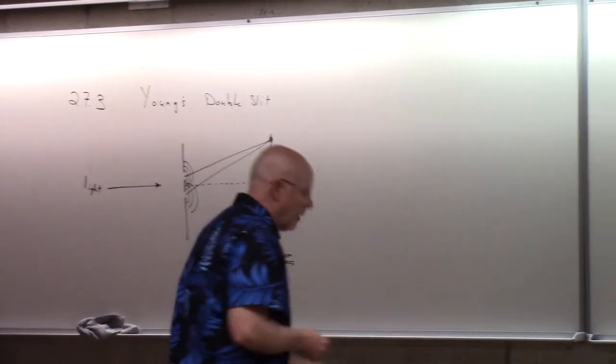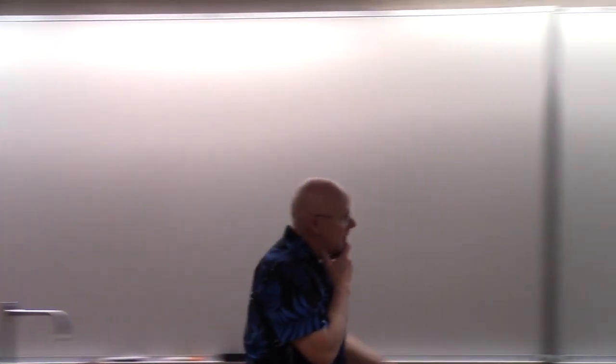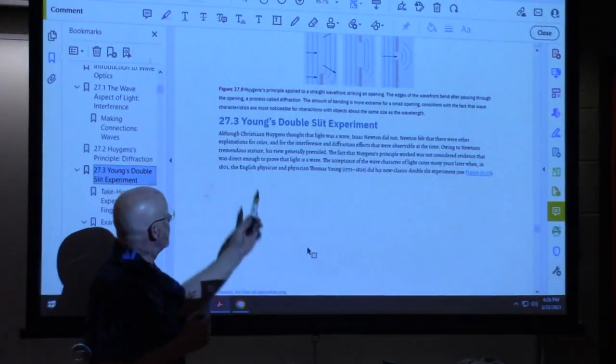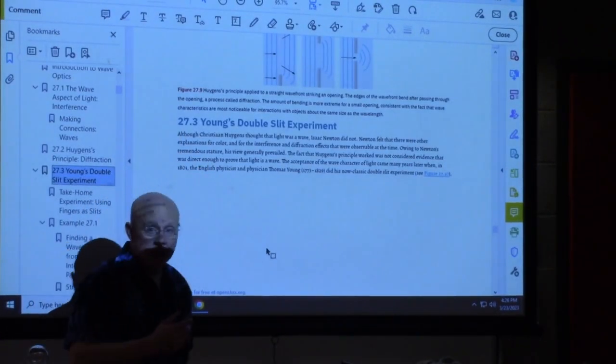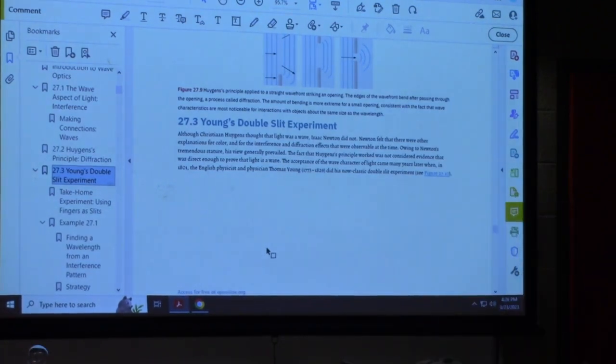I'll begin here. So let me come over here to your textbook. I will point out that, okay, here we are, section 3. It's called Young's double slit.